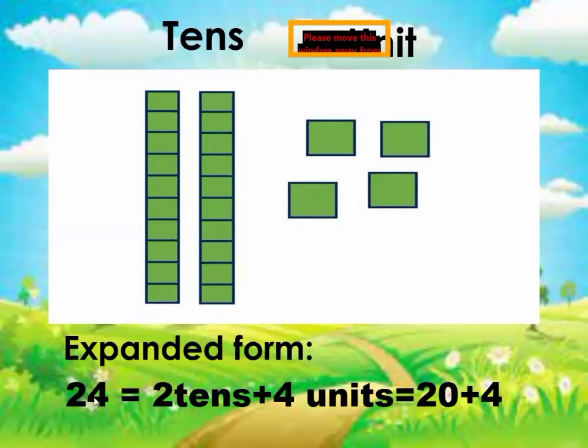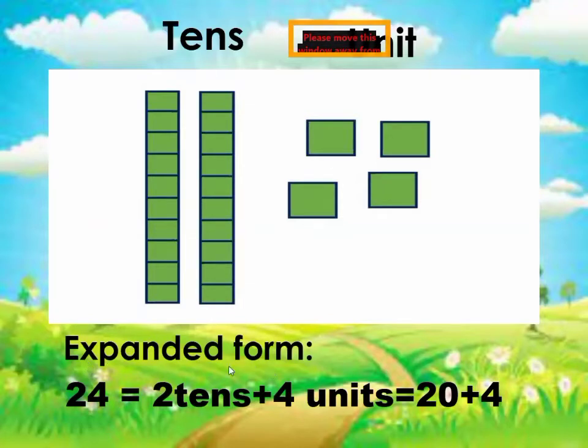What is the expanded form of 24? The expanded form of 24 is 20 plus 4, because 2 is in the tens place. So first we write 2 tens. 4 is in the units place, so we write here 4 units. 2 tens means 20, so we write here 20 plus 4 units means 4. 20 plus 4 is equal to 24.